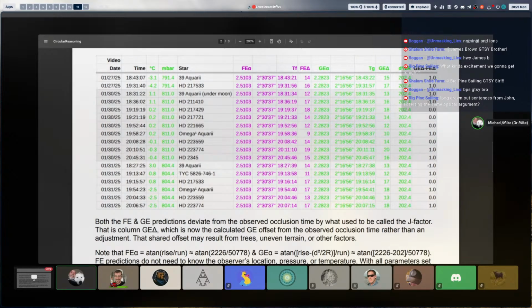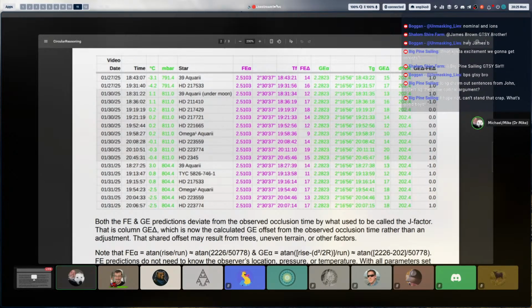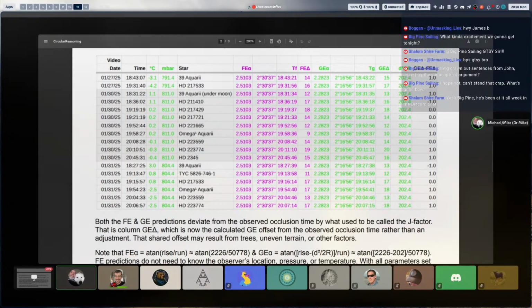So here is all the data I used to generate the graph. And for both the flat Earth and the globe Earth predictions, the amount they deviate from the occlusion time is what I used to call the J factor. And now that's just column GE delta, the globe Earth delta, which is now just the calculated offset from the observed occlusion time rather than an adjustment of any kind.